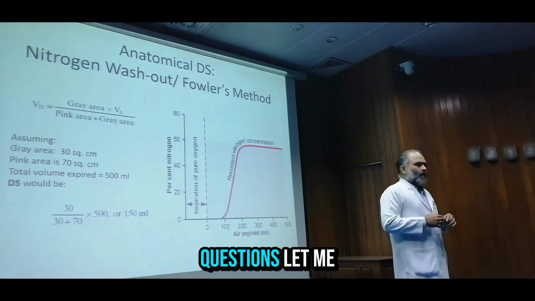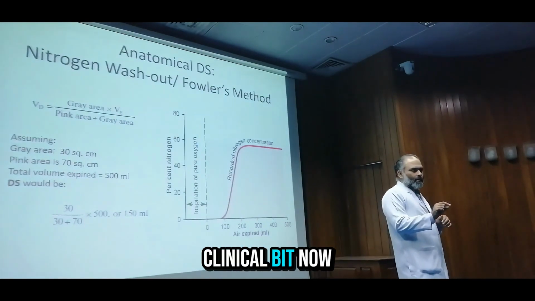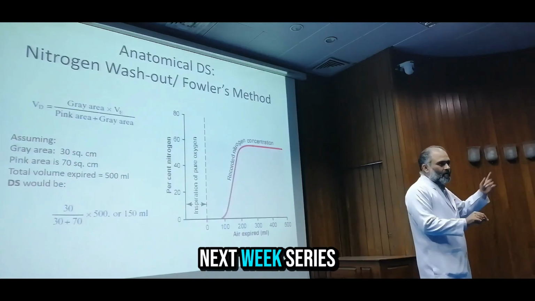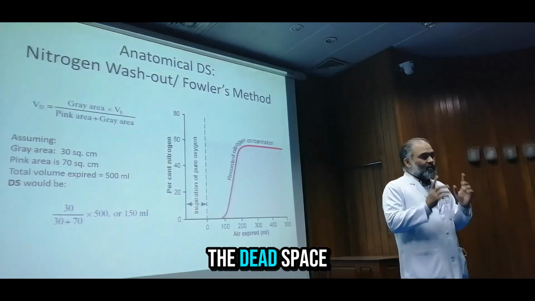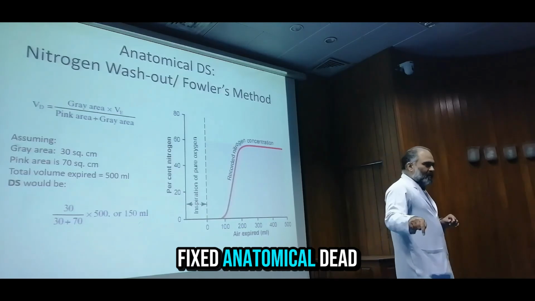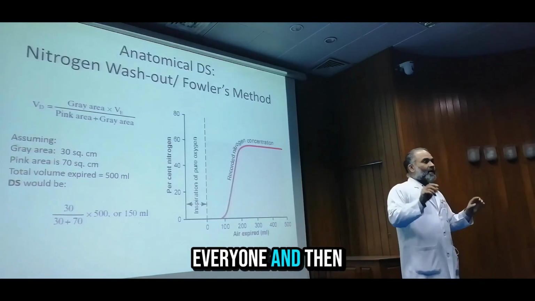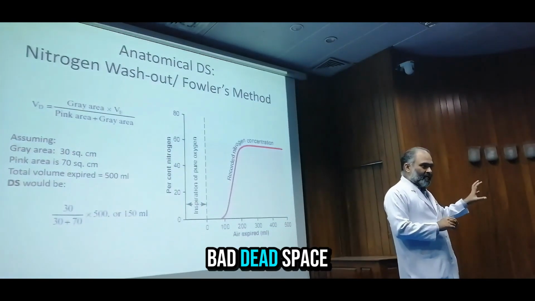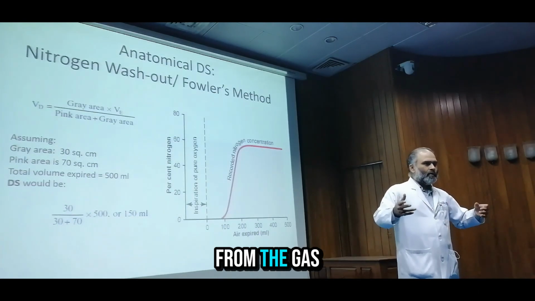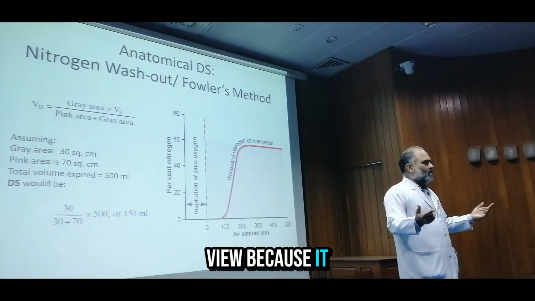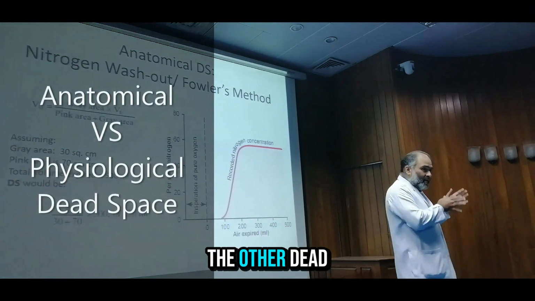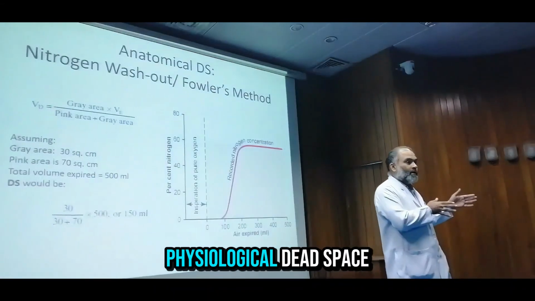Before any questions, let me put in one clinical bit now, which will come in very handy in the next week's series of lectures. By the way, dead space is of two types. The normal, fixed, anatomical dead space present in everyone. And then there is a bad dead space. Dead space is bad anyway, and anatomical dead space is also bad from the gas exchange point of view because it doesn't give us anything really. But that's it. The other dead space is called physiological dead space.